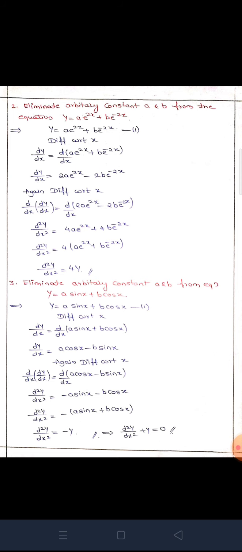Right? So in the next session we will discuss how to solve the differential equation by the different methods, that is variable separable and linear differential equation.